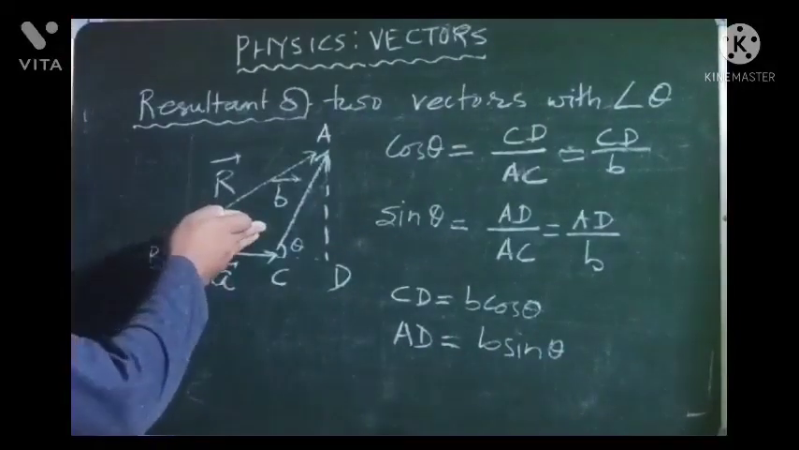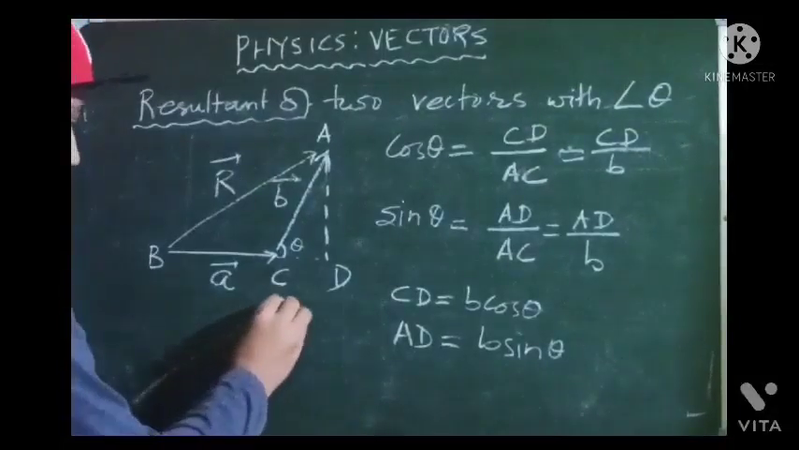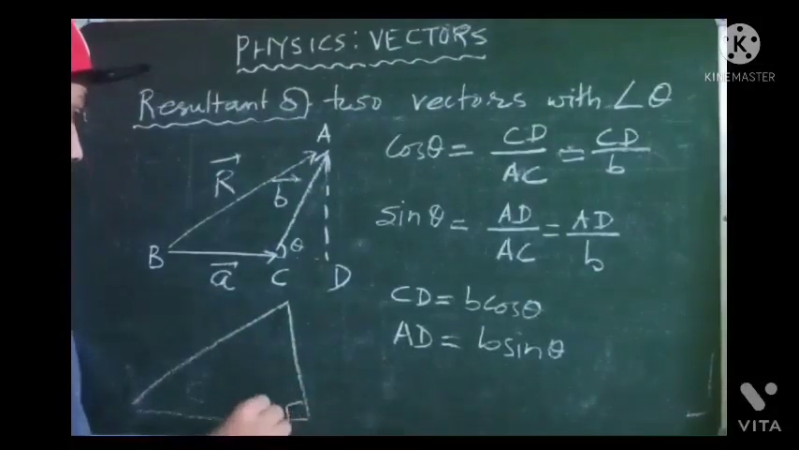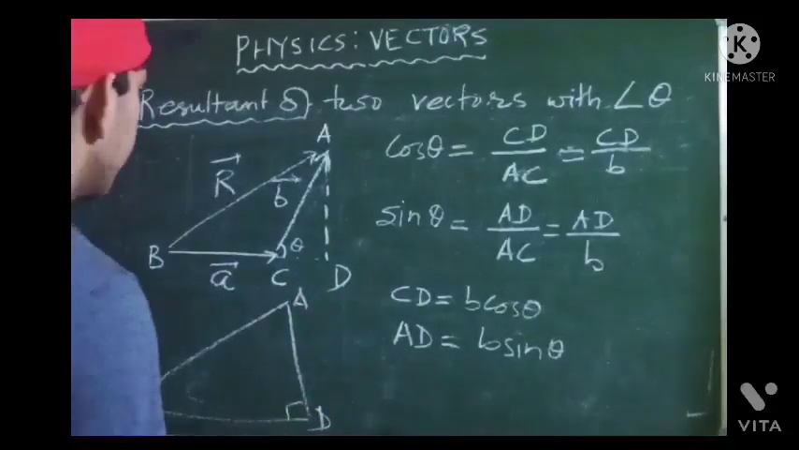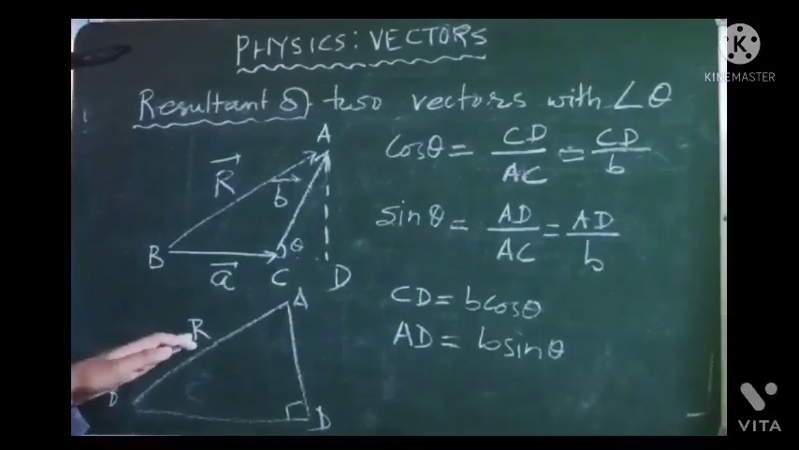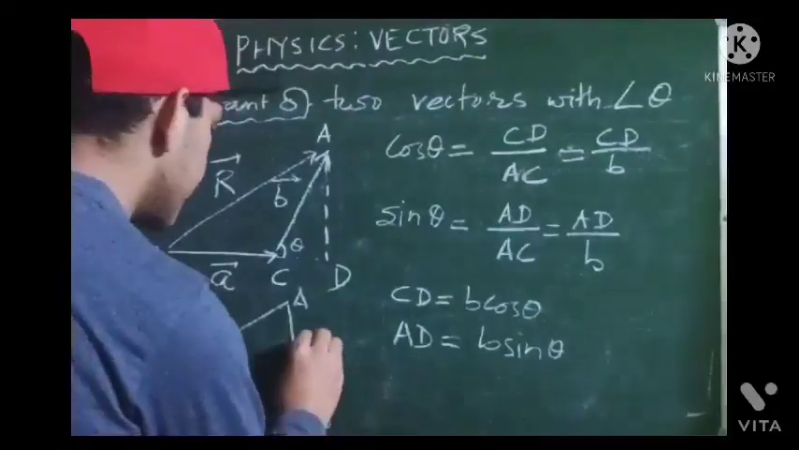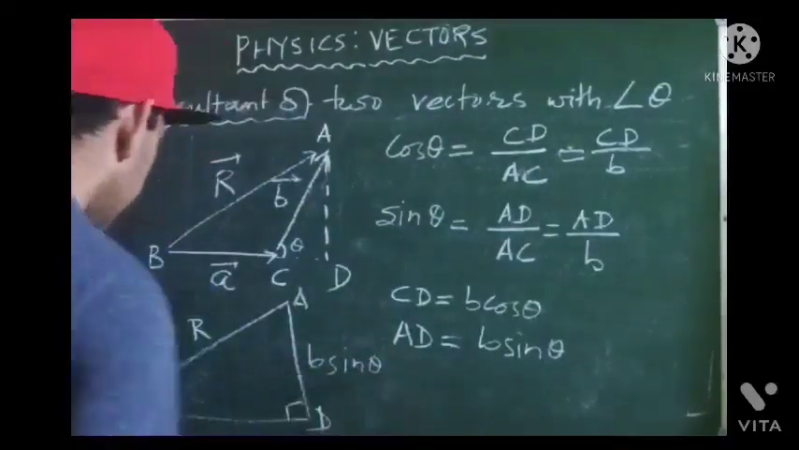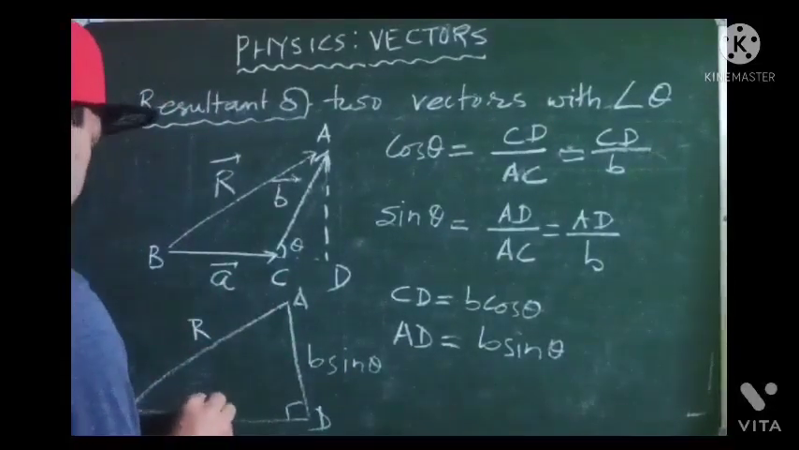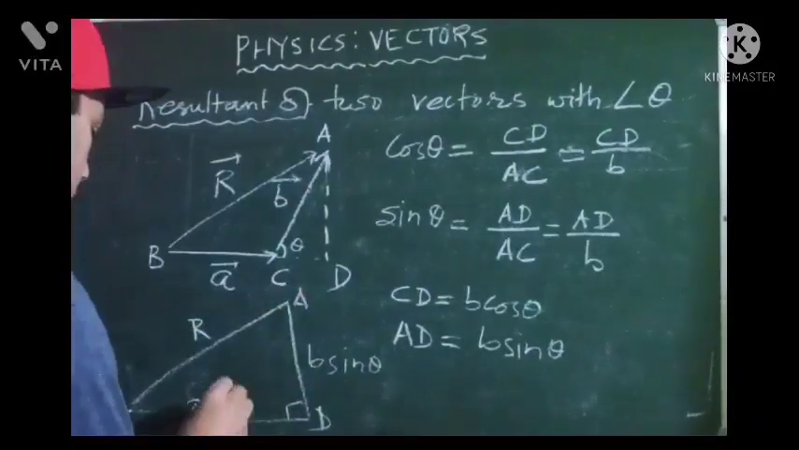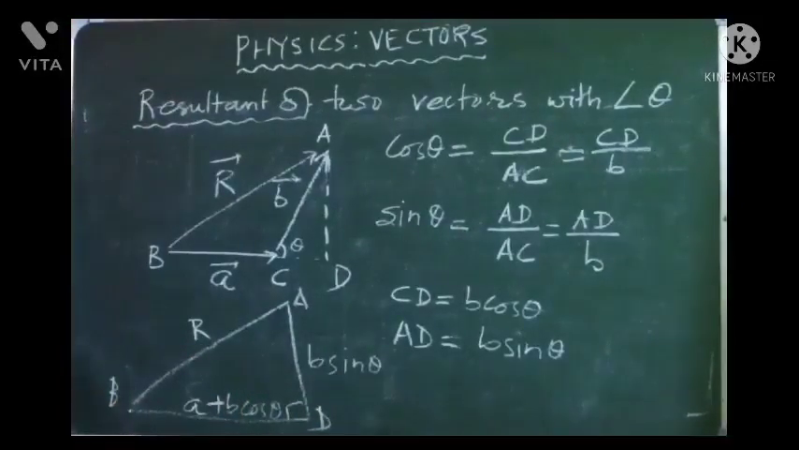We can redraw this figure by eliminating this line AC. Then we are going to get this right angle triangle ADB, and this is R. R is basically the magnitude of this resultant vector, and the length of AD is b sin theta, and the length of BD is BC plus CD. BC is a, and CD is b cos theta. Next, in this triangle we are going to apply the Pythagoras theorem.